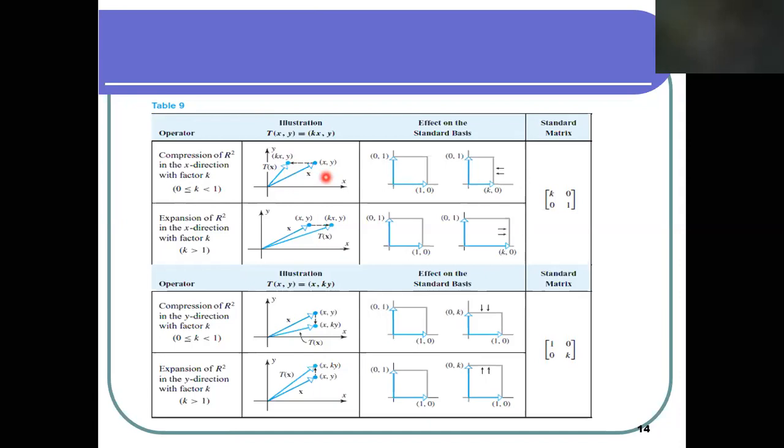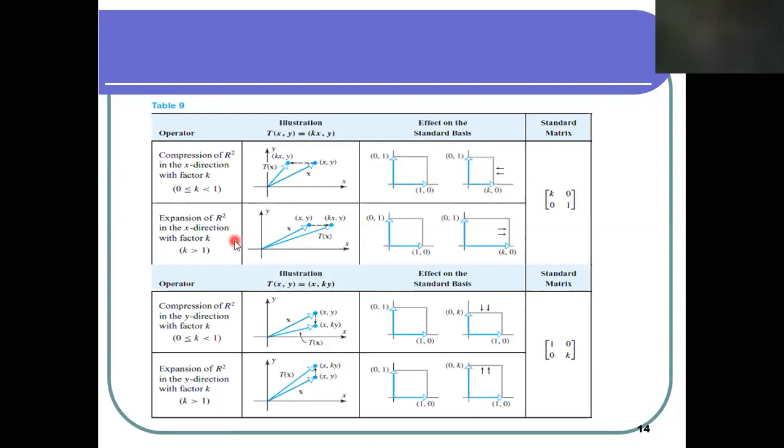So if you look over here, in the standard basis notation, it is 0 1 and 1 0. In that case, along the x-axis, the length of the square will decrease. Here you can see that k is between 0 and 1. In that case, the length along the x-axis will shrink.